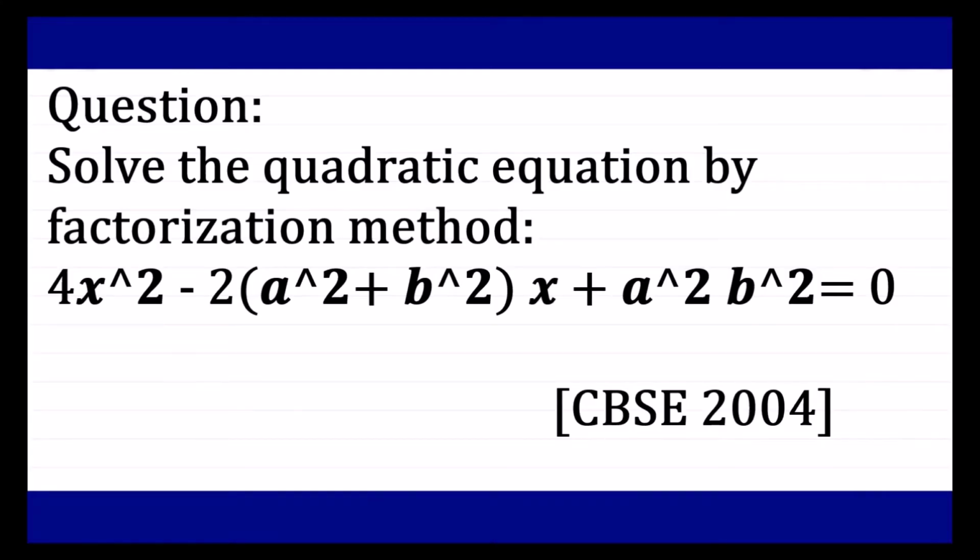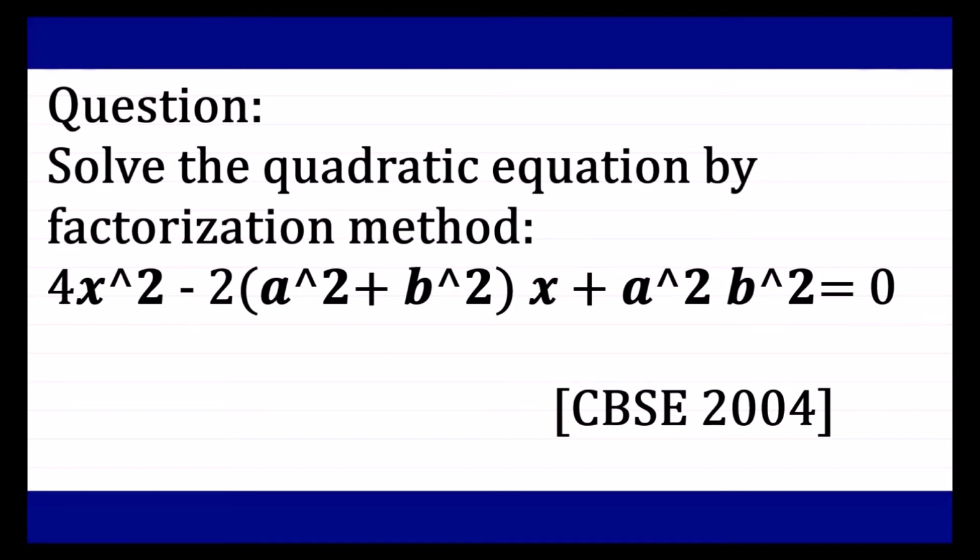The given question is: solve the following quadratic equation by factorization method, and the given equation is 4x² − 2(a² + b²)x + a²b² = 0. So this is what is given, and guys, the question is from the chapter Quadratic Equations, and this came in one of the CBSE board examinations in the year 2004. So keeping in view the importance of this question, let us see how we solve this type of equation.